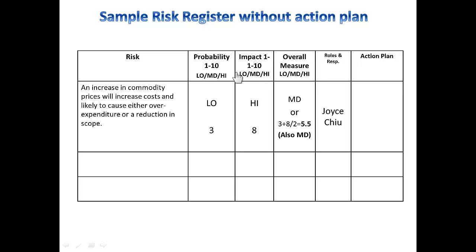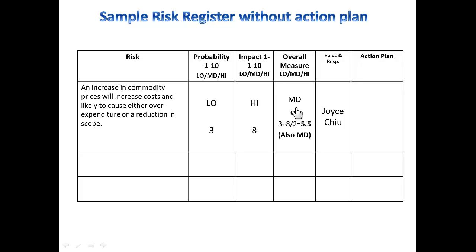Now, a key or an explanation of what these categories mean would be helpful. I haven't done this on this slide, but that's something that you might want to consider. Now, the team who did this chose 3 as the probability for this risk happening, which is relatively low, but there's still a chance. If it does happen, though, it's going to be pretty severe, so they gave it an 8, which is high.